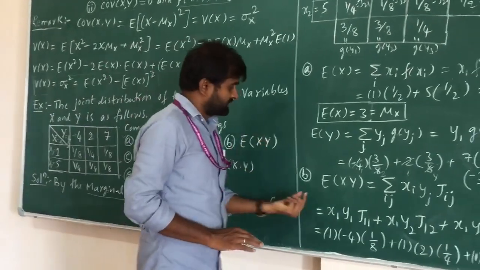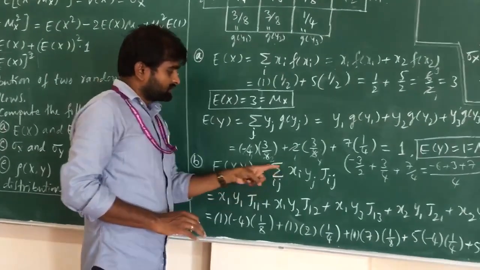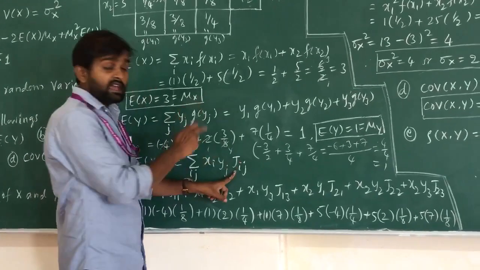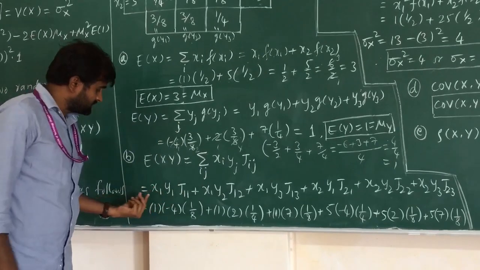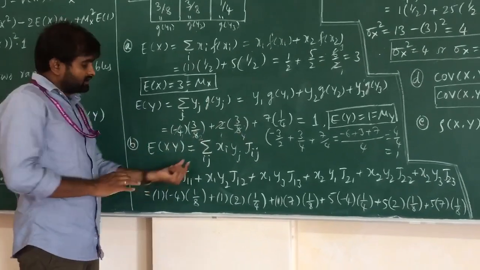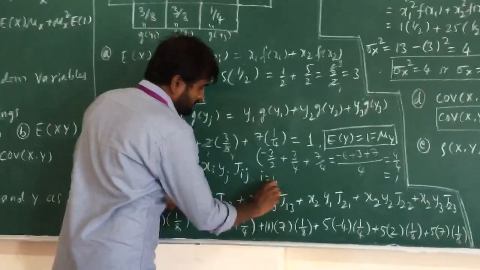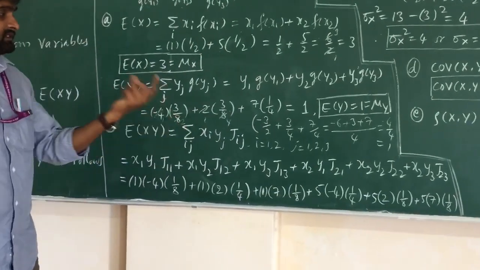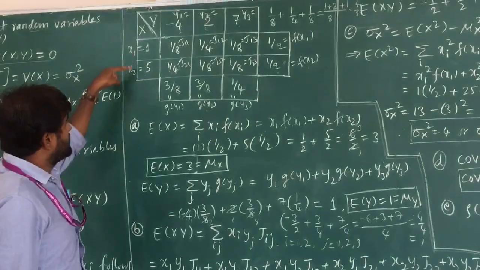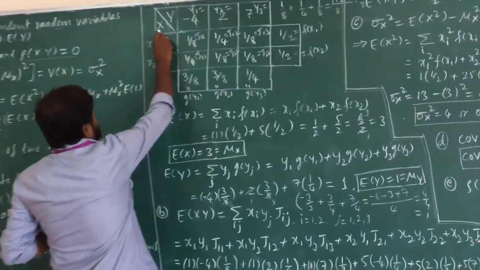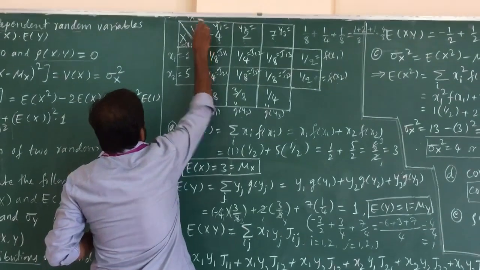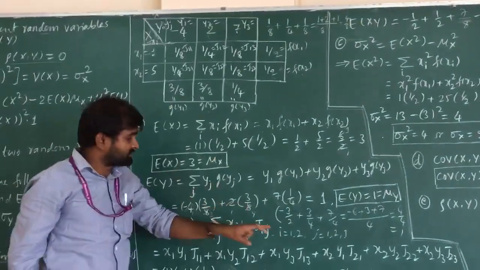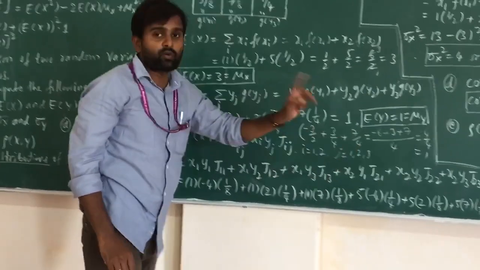Compute the expectation of xy. Expectation of xy equal to, you know the expression, summation over i, j of xi yj f of xi, yj. This is the formula, right? Again expand this one. Here we have i equal to 1 and 2, and j is 1, 2, 3. Why is i equal to 1, 2 and j equal to 1, 2, 3? Because this is xi and this is yj. For i there are only 2 values, and j has 3 values. That's why I am taking i as 1, 2 and j as 1, 2, 3.